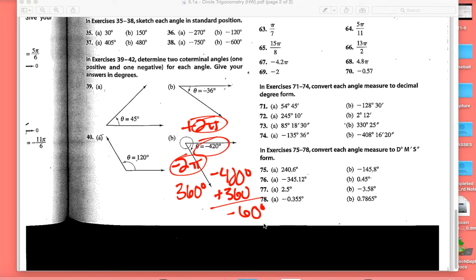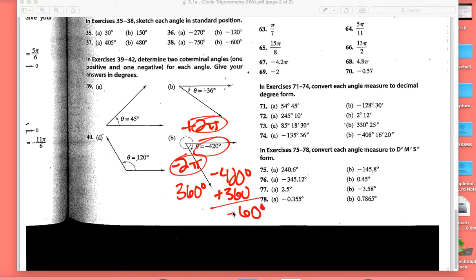However, it's still a negative number. So that could satisfy the negative coterminal angle. If you subtracted 360, you would get even further negative, right? Negative 780, which could also work as a coterminal angle, but a negative one. So it's interesting, by adding 360, you're still not positive.